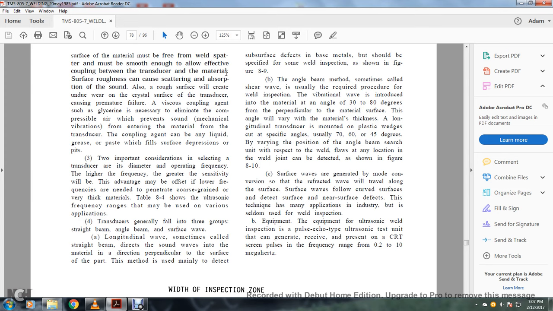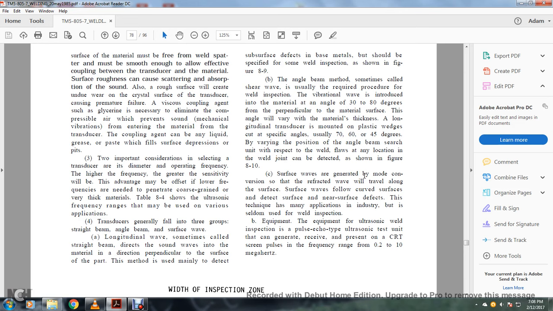B, the angle beam method, sometimes called the shear wave, is usually the required procedure for weld inspection. The vibrational wave is introduced into the material at an angle of 30 to 80 degrees from the perpendicular to the material surface. This angle will vary with material thickness, as the transducer must be mounted on plastic wedges cut in specific angles, using 70, 60, and 45 degrees. By varying the position of the angle beam and searching the unit in respect to the weld, flaws in any location of the weld joint can be detected, as shown in figure 8.10.